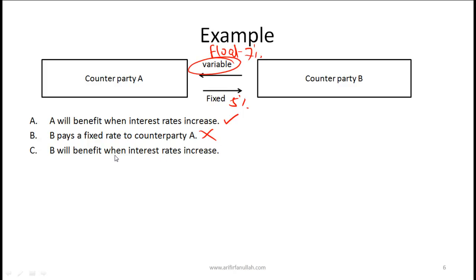B will benefit when interest rates rise. That we can also see is not correct because when interest rates go up, B is paying a higher rate, but B is still only receiving 5%. So this is also wrong. So clearly the correct answer is A.